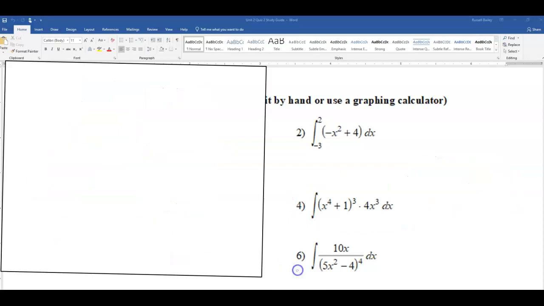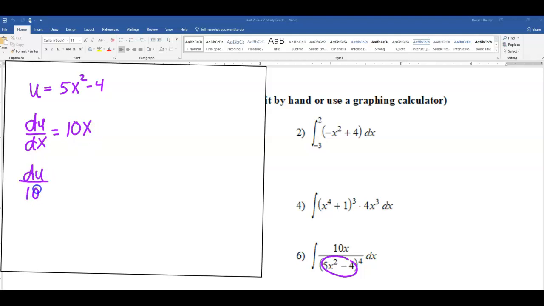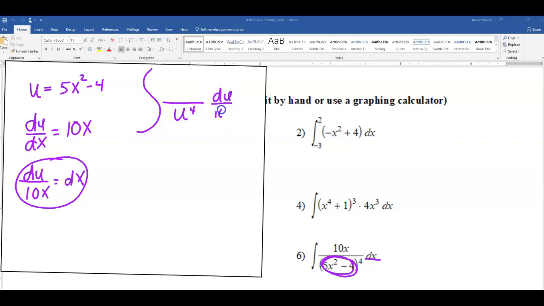All right, let's take a look at number 6. It's another u sub problem. This time the u, the part in the parentheses, is the 5x squared minus 4. My du over dx is 10x. Solving for dx, we get that. Replacing this with u, I get u to the 4th. Replacing this with du over 10x, I get that.